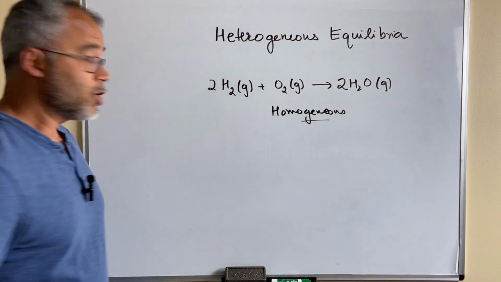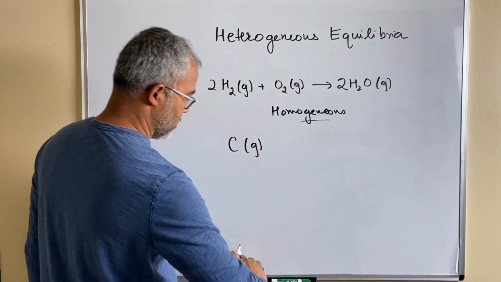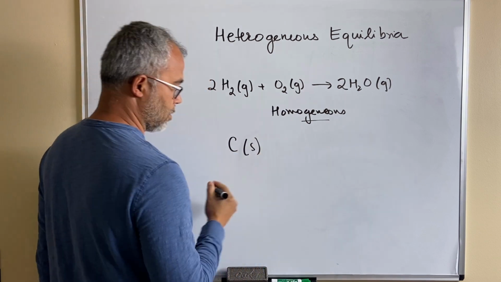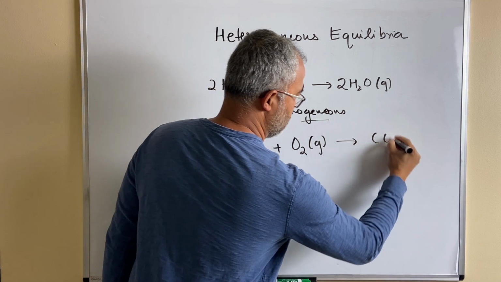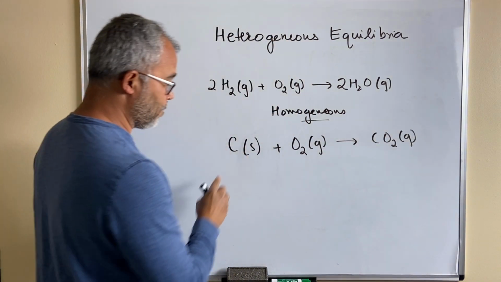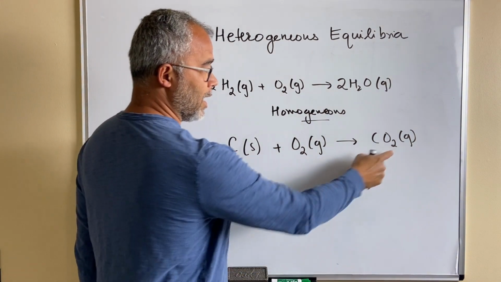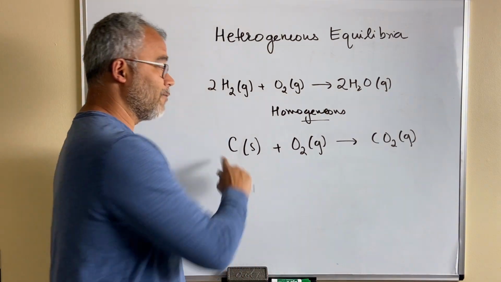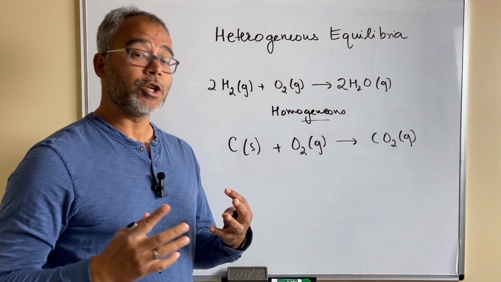Now in the case of heterogeneous equilibria, let's say you have a reaction carbon plus oxygen, and that gives you carbon dioxide. That's completely balanced, by the way. Notice carefully, the carbon out here is in the solid phase, while the oxygen and the carbon dioxide gas, they're both in the gaseous phase. Therefore, if you take a look at all the phases together, that's a case of heterogeneous equilibria.